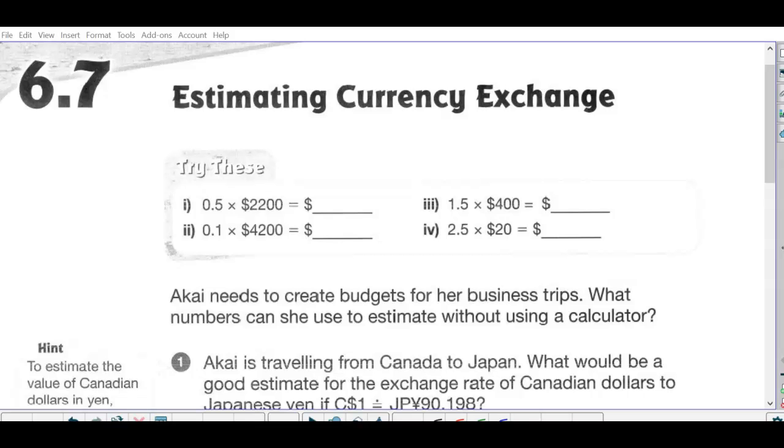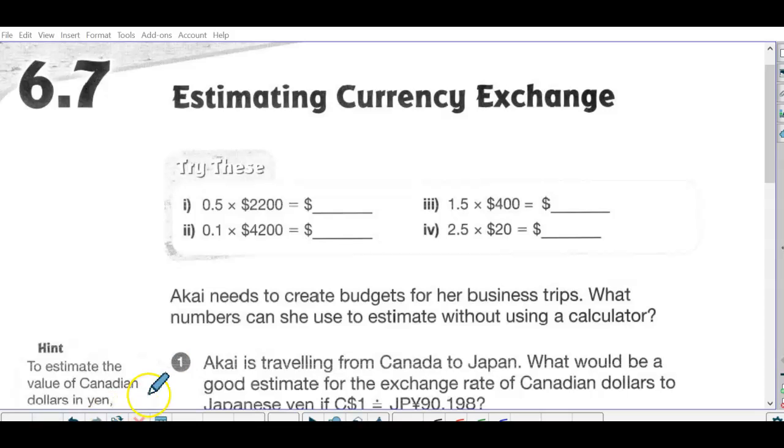Chapter 6.7, Estimating Currency Exchange. So in the last chapter, you learned how to actually calculate. Now, sometimes you want to just estimate it, and that's really when you're traveling and you want to buy something and figure out if it's a reasonable price compared to our own currency, Canadian dollars. So you want to estimate.